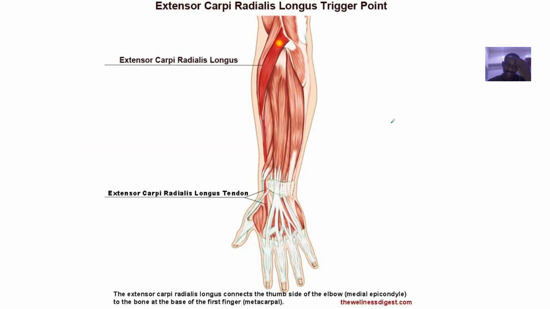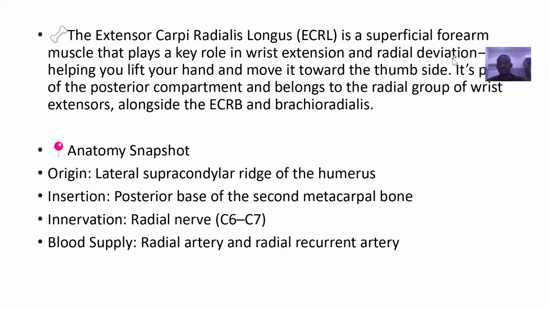So you could look at this, the muscle and the tendon. It's a superficial forearm muscle. It plays a key role in wrist extension and radial deviation. Alright, so it will help you lift your hand and move it towards the thumb side.